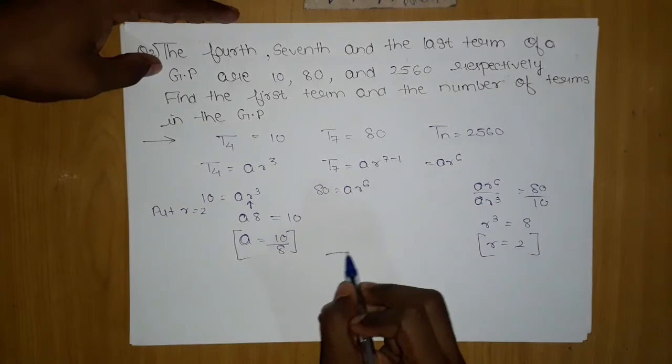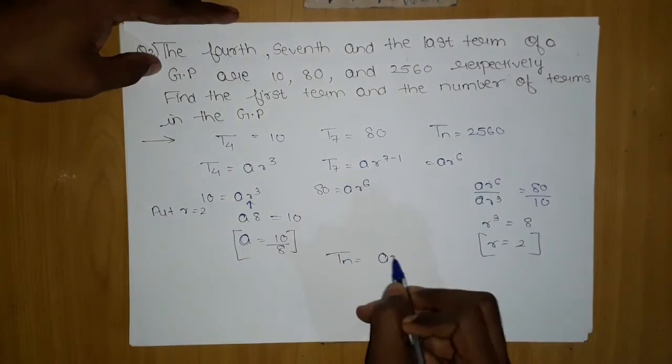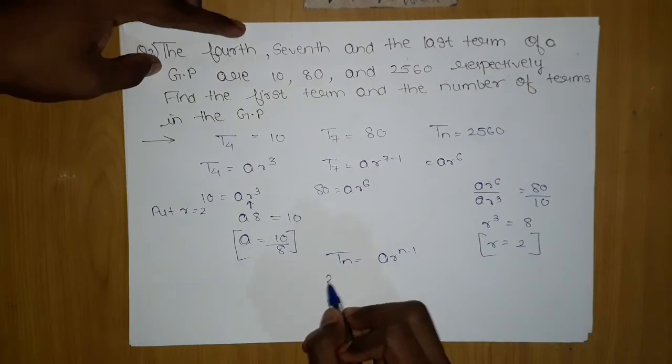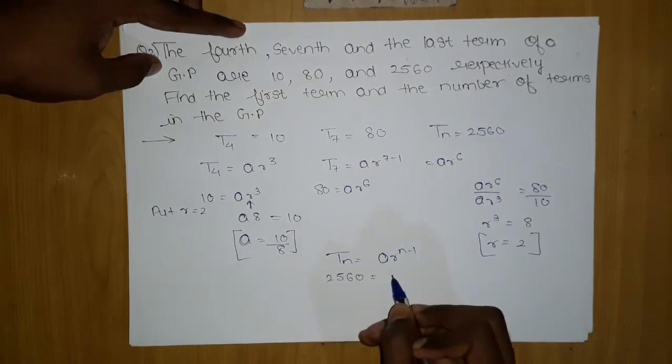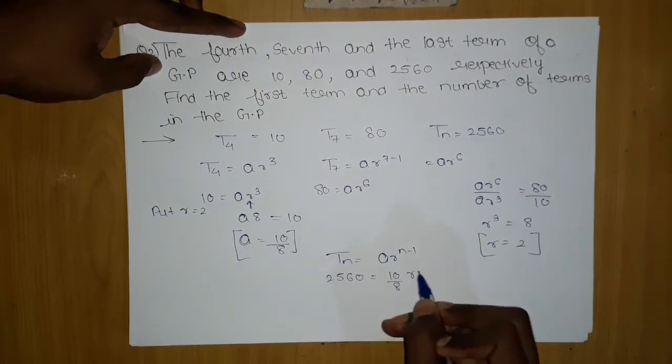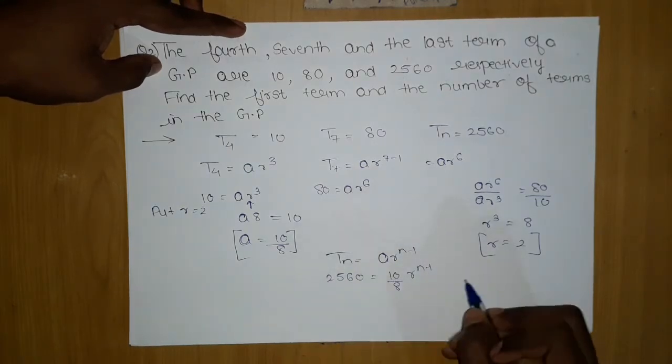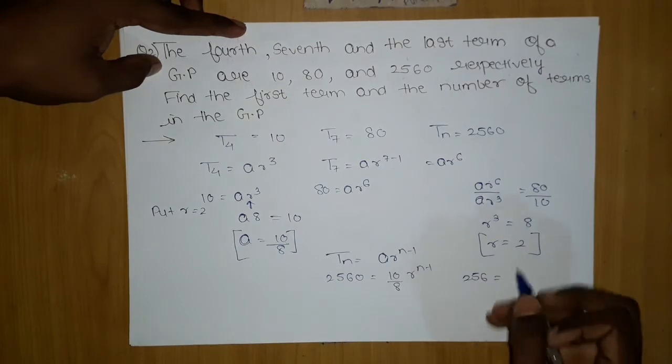Now the last term is Tn, ar to the power n minus 1. Now they have given me 2560 as the last term, and here I have 10 by 8 times r to the power n minus 1. Now here if you see, the 10 will cancel out, which will give me 256.